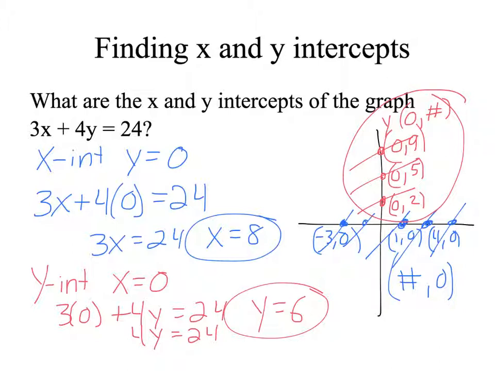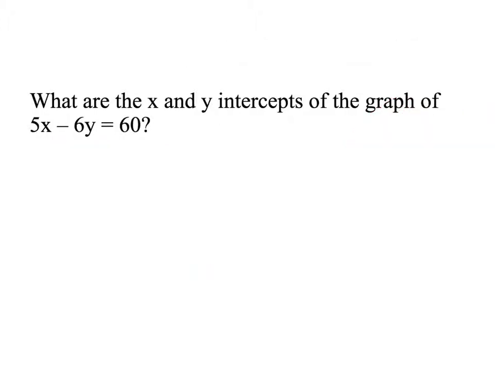Okay, and standard form is the easiest to do this in because you'll see, when you multiply by 0, this piece is going to cancel out, and you just have 4y equals 24. And when you're finding the x-intercept, this piece cancels out. So these equations are really easy to solve for intercepts. And then if we had to graph this equation, we would just plot those 2 points and then draw a line between them. Okay, so let's do one more of them.